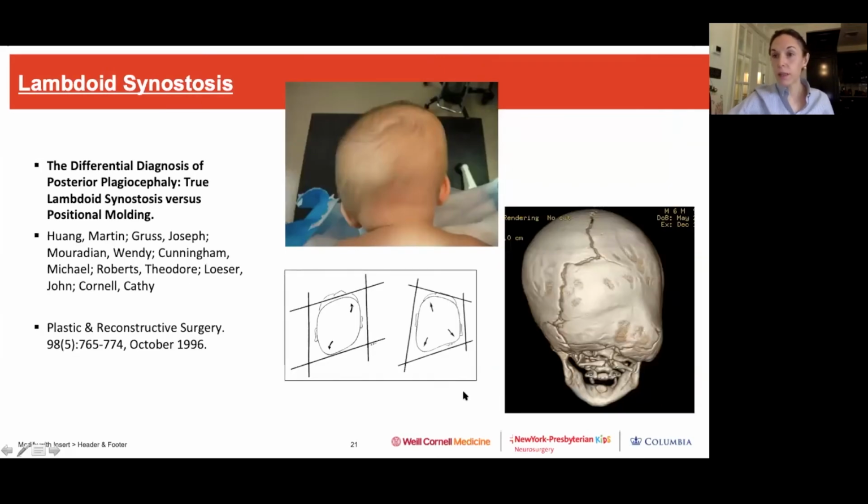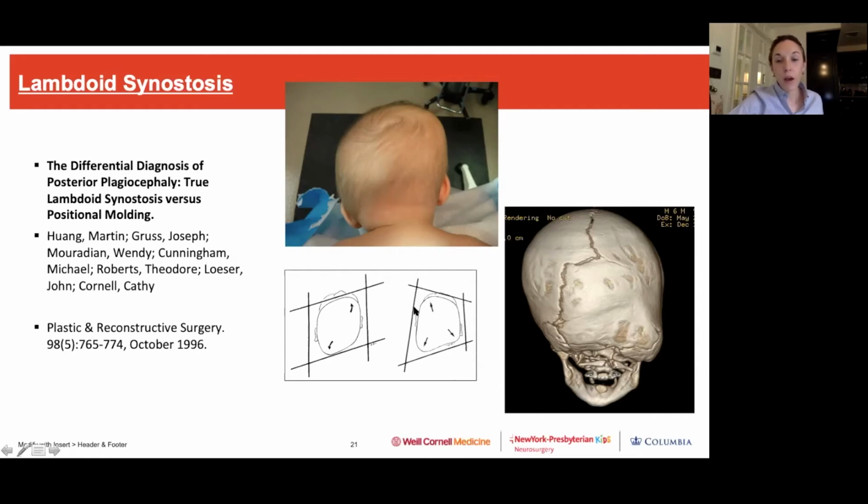Lambdoid synostosis, the last entity, the hardest to diagnose and the most rare. This child's lambdoid synostosis is on the left. I know it's confusing because the CT over here is different. But so this child is fused on the left. The ear and the mastoid process are always pulled down and back towards your fusion. And there's a windswept appearance of the skull up and forward on the other side as the brain compensates and tries to grow away from that fused suture. So you always see this windswept appearance up and away from the fused suture.